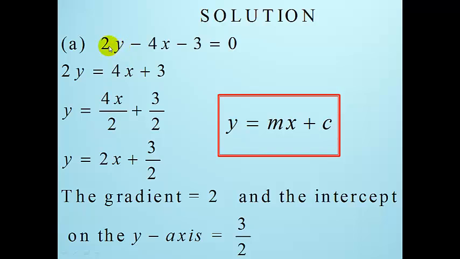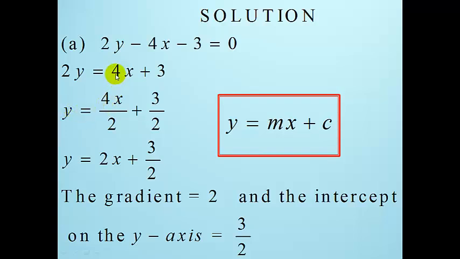Making y the subject, we have 2y on the left hand side. Minus 4x on the left hand side becomes plus 4x on the right hand side, and minus 3 on the left hand side becomes plus 3 on the right hand side. Now we have 2y is equal to 4x plus 3. Take note that we are making y the subject, so we have to divide through by 2. Dividing 2y by 2, we are left with y.